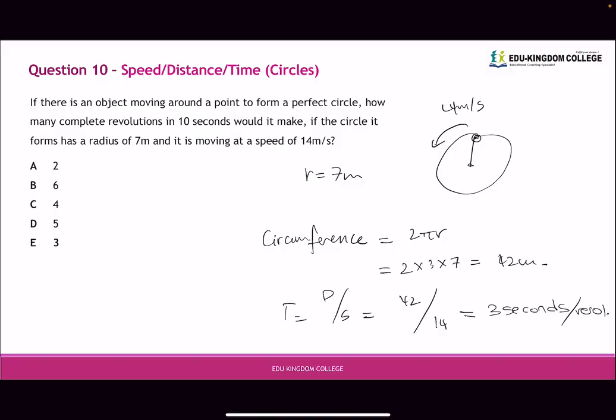Okay, per revolution. Sorry, that says revolution, by the way. This is just revel, short for revolution. So 3 seconds per revolution. If you've got 10 seconds, you can do 3 revolutions max. You can't fit in a 4th one, okay? You'll be stopped halfway when you're trying to do that 4th one. So our correct answer is E.